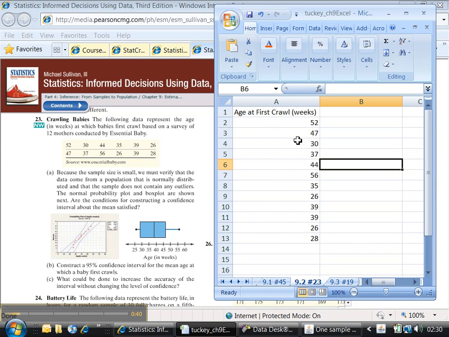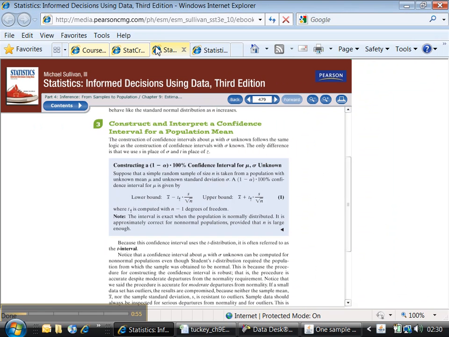There it is. Then it says, because the sample size is small, we must verify that the data comes from a population that is normally distributed and the sample does not contain any outliers. Here they are, right? Normal probability plot, box plot. What they're talking about? Well, let me show you.